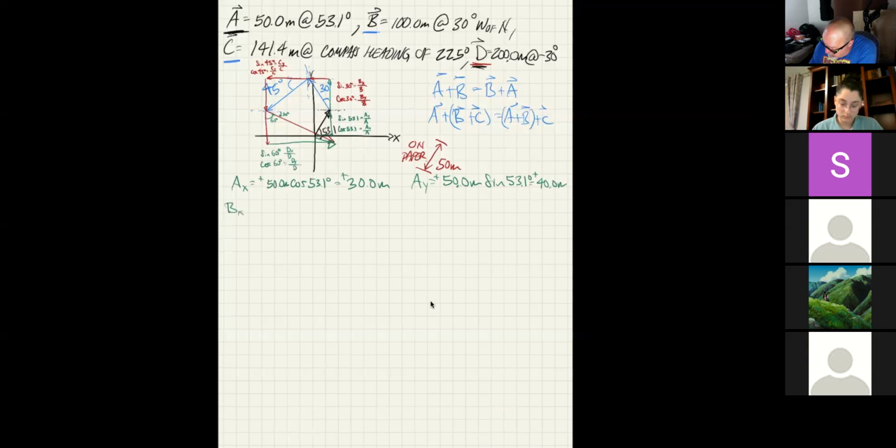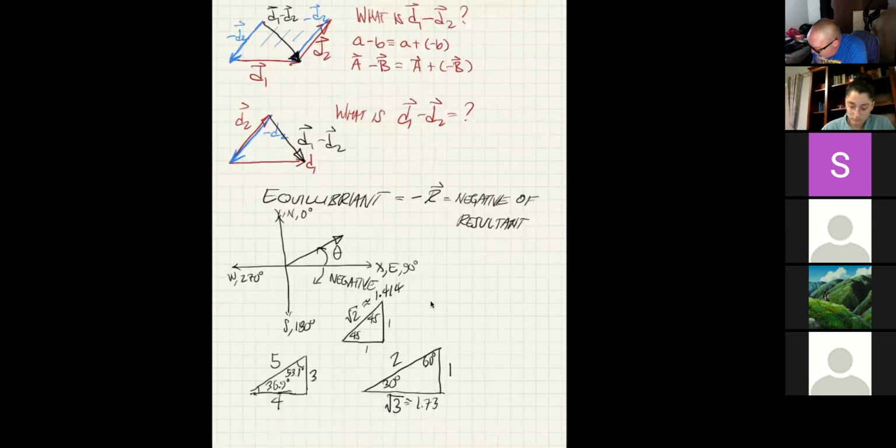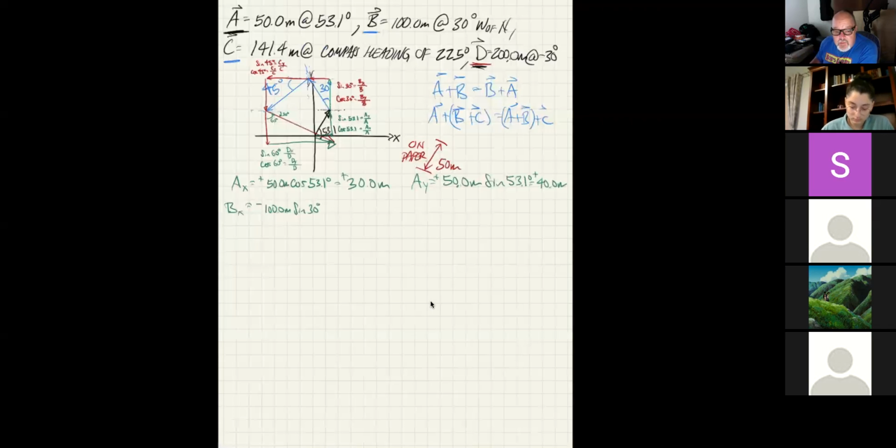I'm going to try to write a little smaller so I can fit this in. BX, we decided, was a negative, so I'm going to force that negative there. It's going to be 100.0 meters times what we found, BX was found by using the sine of 30 degrees. The sine of 30, if you look over here, is 1/2. So that's going to be negative 50.0 meters.